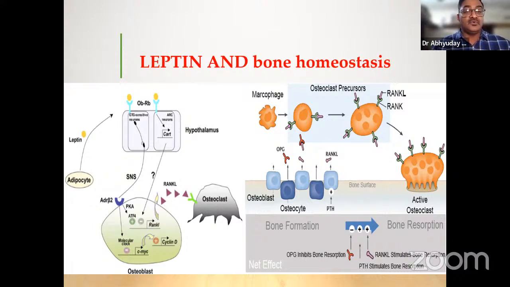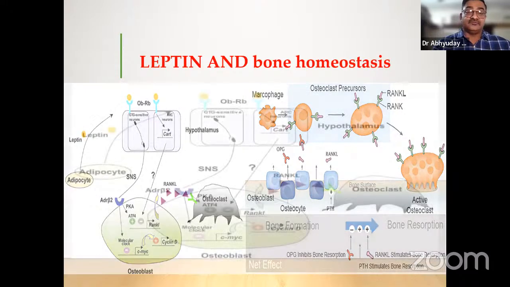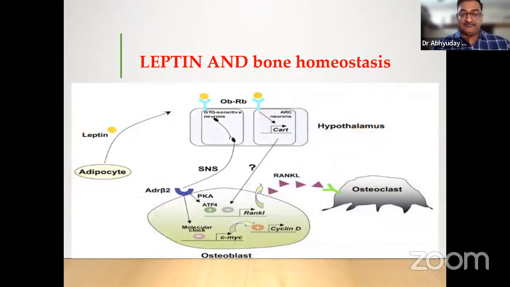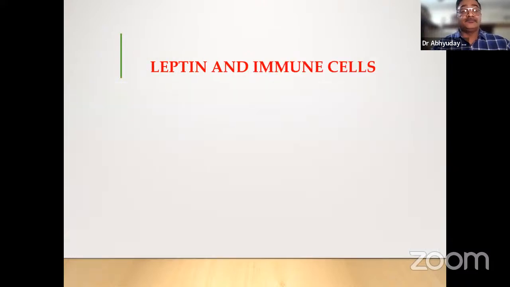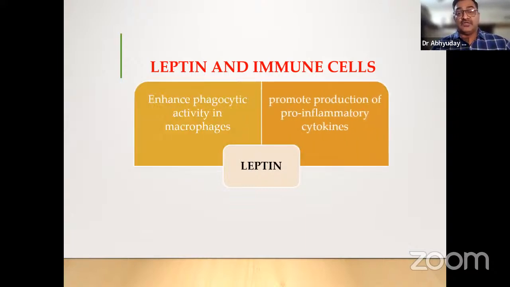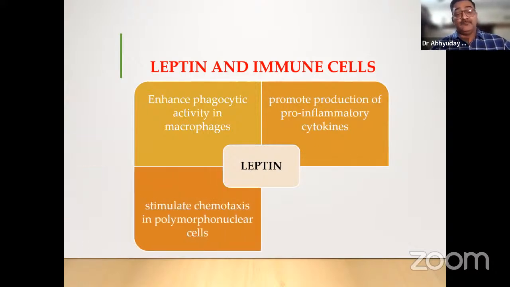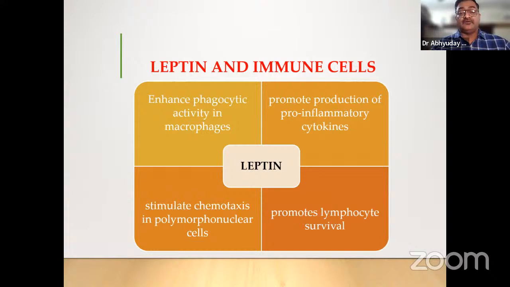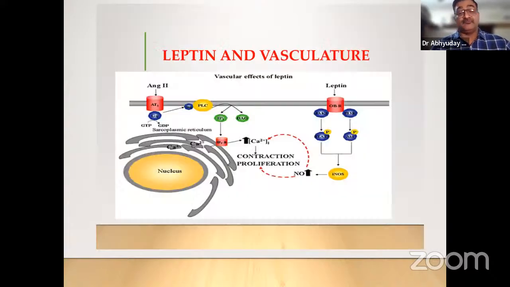Again, the details I won't go into, but here you can see leptin goes to the hypothalamus, and from the hypothalamus it acts on the osteoblast and reduces the osteoclastic activity. Here you can see immune cells also. Leptin enhances the phagocytic activity of macrophages. It promotes pro-inflammatory cytokines also. It stimulates chemotaxis in polymorphonuclear cells also, and it promotes lymphocyte survival also.